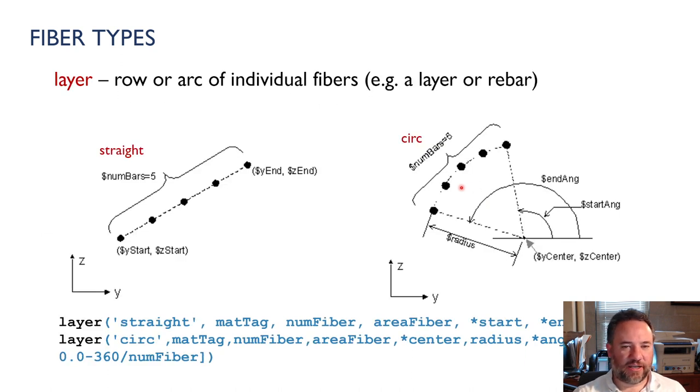I can define a layer. So if I have rebar, for example, this is very common for rebar. You know, I have a wall and I have like 20 rebar along a length, and I say the rebar layer starts here and it ends here, and I have this many rebar along that length. And so that's very easy to define. Or I can do it in a circle too. So if I'm doing a circular column again and I have rebar all around the outside, I can make a circular layer of rebar that goes all the way around the outside.